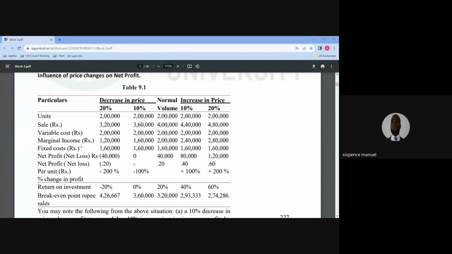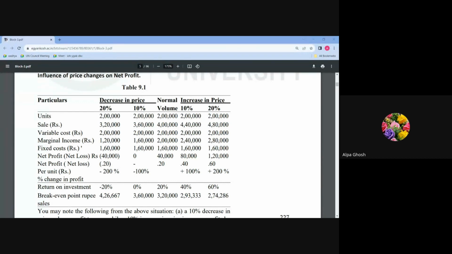I was asking about this minus 200%. I didn't get it here. See, this is the per unit percentage change in profit. How much are you having a net loss if you compare it with your price? What is the net loss? It is 40,000. Compared with 2 lakh, how much is it?